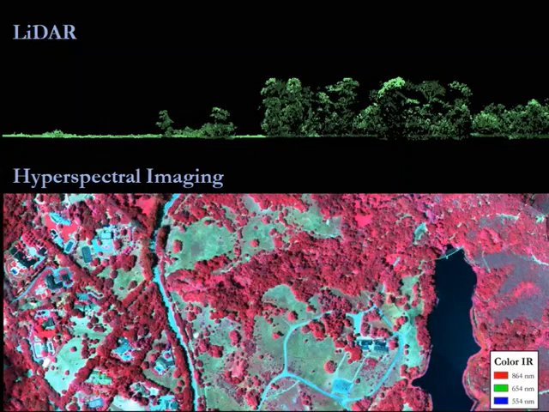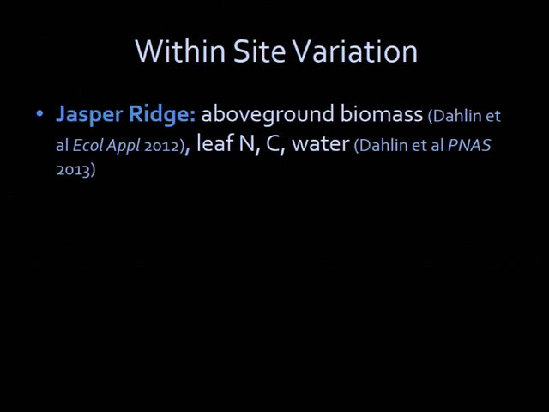So one of the first projects that I worked on was trying to understand, and actually generally what I'm interested in is, okay, we have this really high resolution spatial data. We can see that there's lots of variation, especially in a place like Jasper Ridge, which is in California. How much of that variation can we explain using the environmental gradients that we also have spatial data about? So at Jasper Ridge, I wanted to look at mapping things like above ground biomass and also leaf nitrogen and carbon and water.